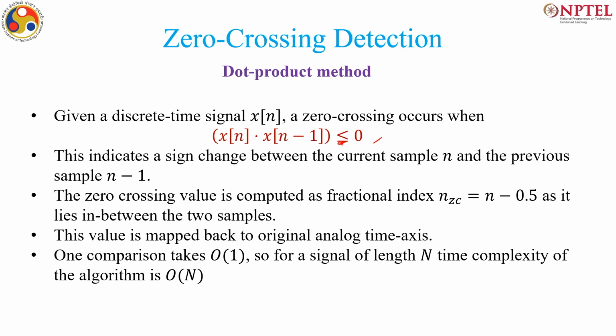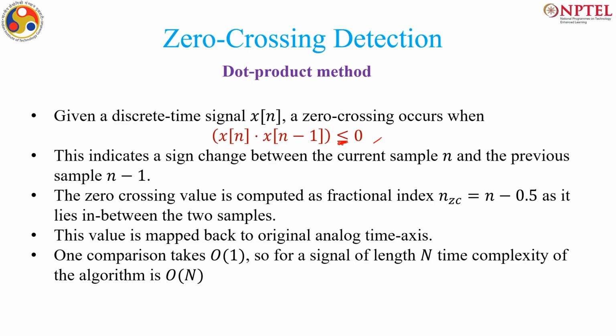But again, if you consider this equal to 0 also, it actually takes care of the case where exactly x of n equals 0. So, this is typically an indication of whether there is a 0 crossing present in the signal or not. And once you have detected the 0 crossing, the next task is to find where the 0 crossing is, and that is also evident from this formula.